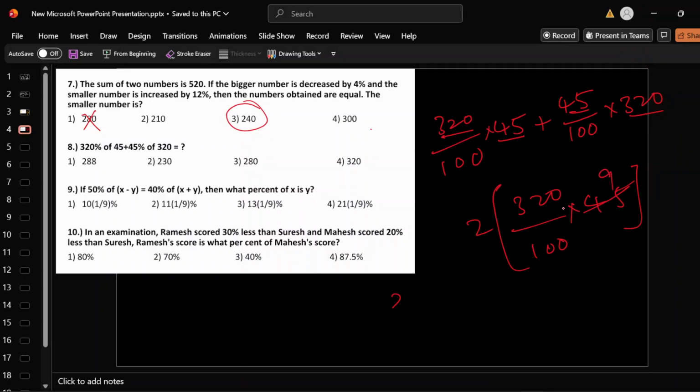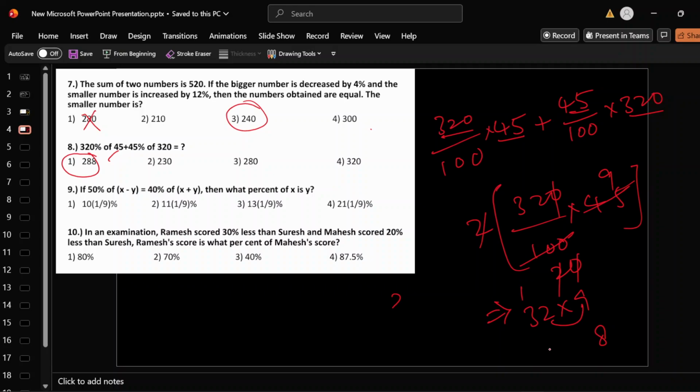5 nines, 5 twenties, 0, 0 cancel, 2, 2 cancel. So if we multiply 32 into 9, we will be getting our answer. 9 twos are 18. The units digit is 8. So if we see here, only option 1 has units digit as 8. So our answer will be 8.